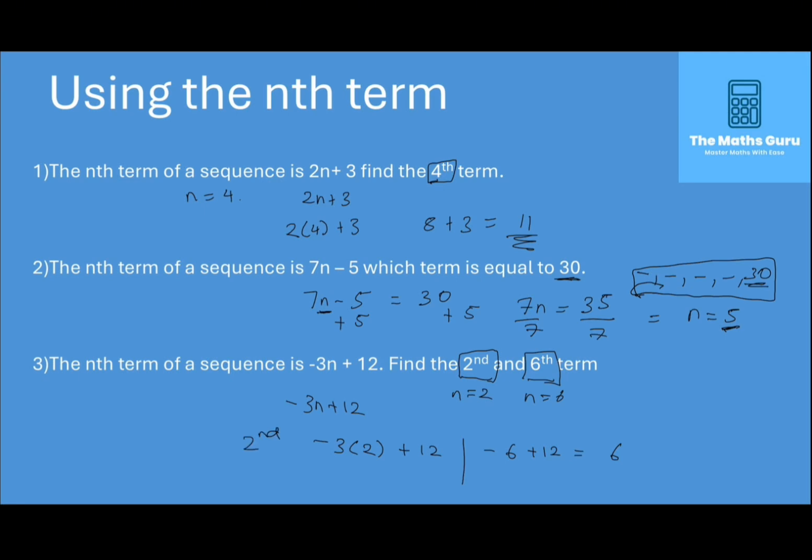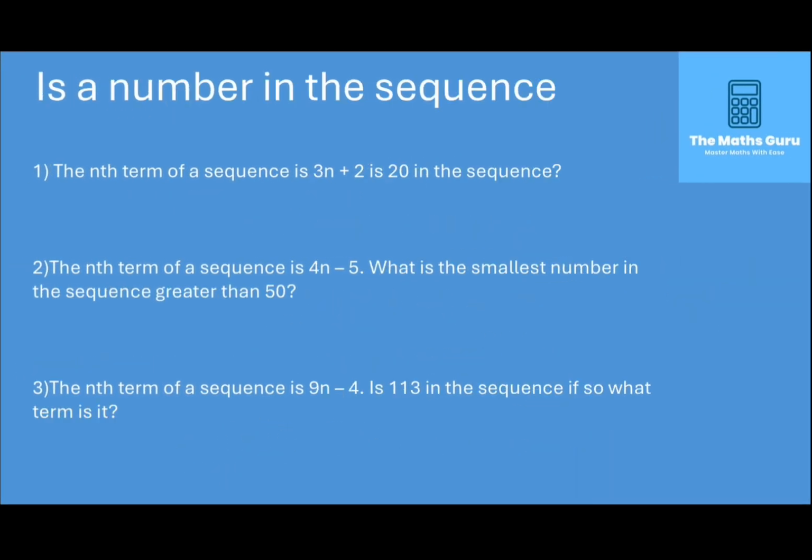Let me just write that there. And then the sixth term, we get minus 3 brackets 6 plus 12, which is equal to minus 18 plus 12, which is going to be minus 6. So the second term is 6, and the sixth term is minus 6. Perfect.